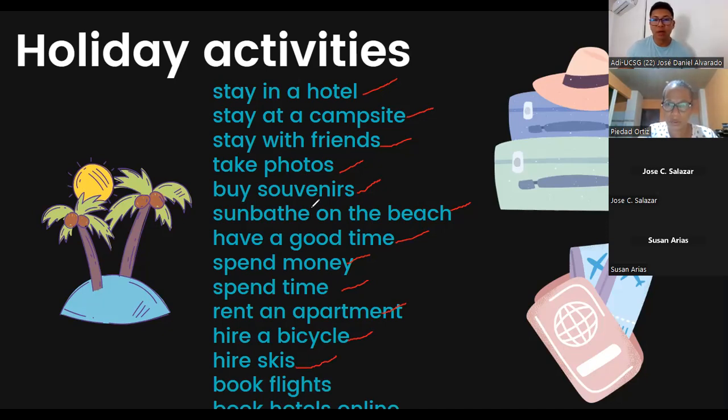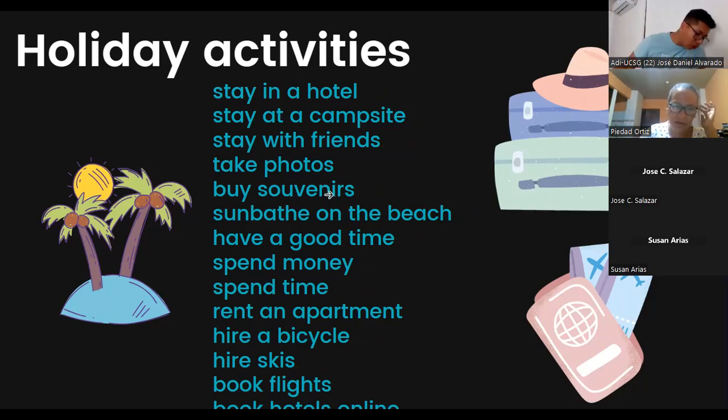Okay. So, vamos entendiendo cada una. Primero tenemos stay in a hotel. ¿Qué significa stay in a hotel or stay at a campsite? Who understands them? What is stay? ¿Quedarse en un hotel? Yeah, very good. Quedarse en un hotel o quedarse en un campamento, a campsite. También podemos quedarnos con amigos, stay with friends.